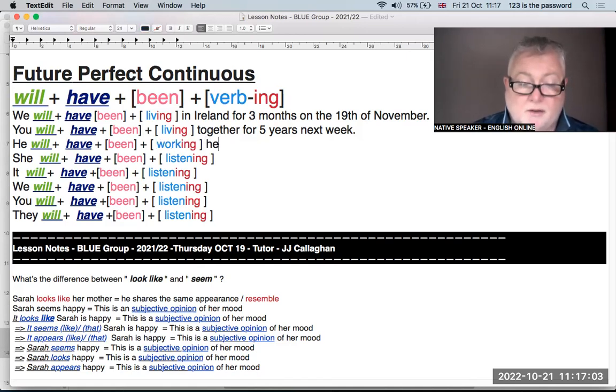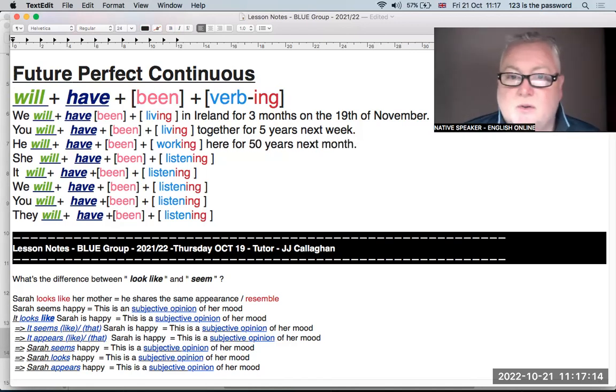You will have been working here for 50 years next month. So some guy has a job and he's 70 years old. He's still in the job. He hasn't retired. He started the job when he was 20 and he started it in November of his 20th year and says, oh, we have to have a party for Tom. Why do we have to have a party for Tom? Well, he will have been working here for 50 years next month. So next month is the 50th anniversary of Tom joining this company. Isn't that amazing?